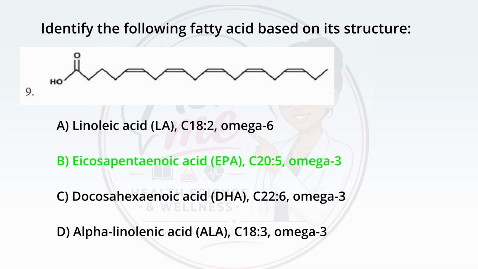5 double bonds. Now, how do we know if this is omega 3 or omega 6? This is about the final double bond that is located exactly 3 carbons away from the terminal methyl end. Now, that is why I said you need to know where your methyl end is. So, exactly 3 carbons away from the terminal methyl end counts. 1, 2, 3. This makes it omega 3. Okay? And that is why our answer is B.